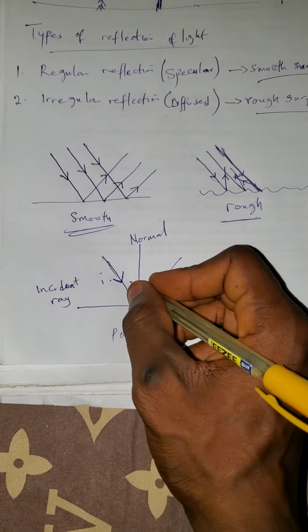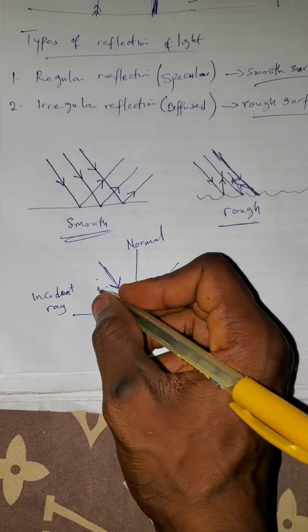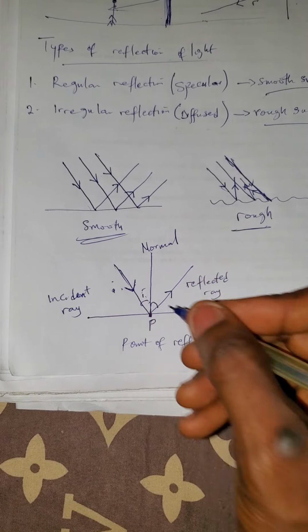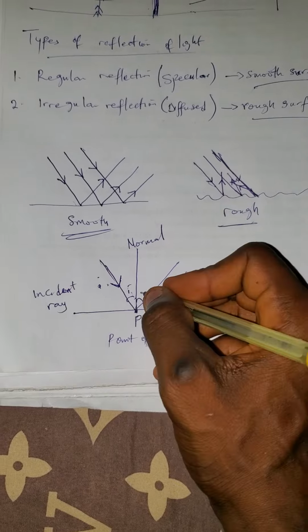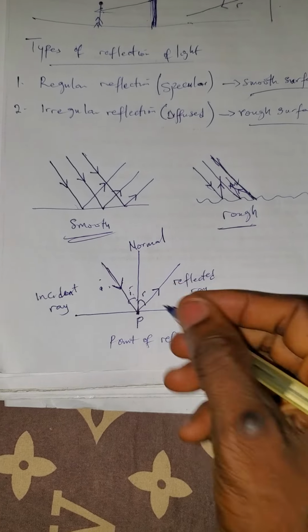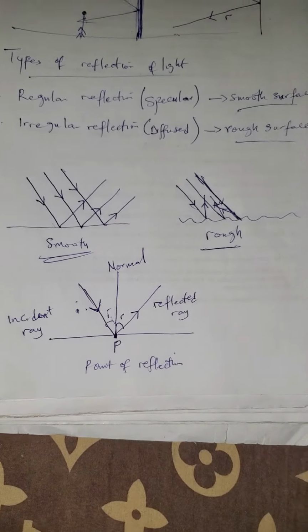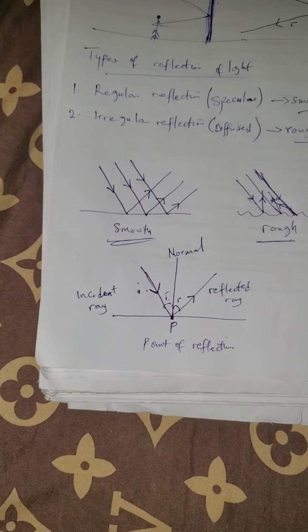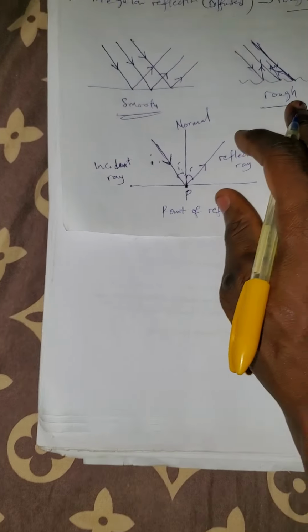It is this angle we call I, which is the incident angle or angle of incidence. And this one here is called the angle of what? Reflection. We can call it the reflection angle. And this will lead me to the laws of reflection. Now, what are the laws of reflection?